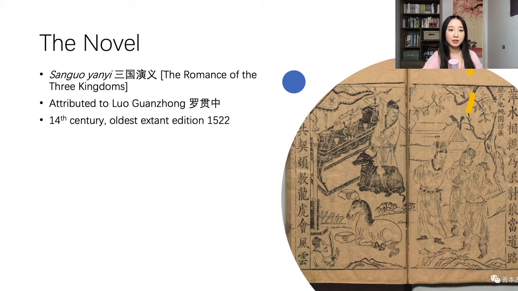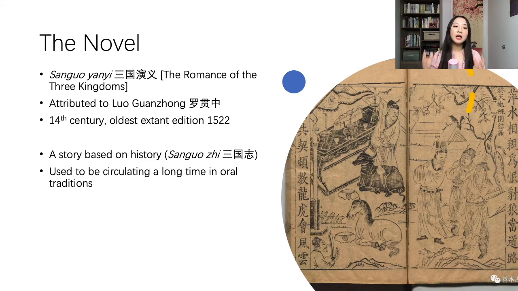This novel is written in the 14th century, and its oldest edition is from 1522, so still a long time ago. And this is a novel based on the history. The actual history is called 三国志, so history of the Three Kingdoms. But this novel is not a history. It's just based on the story of the history.